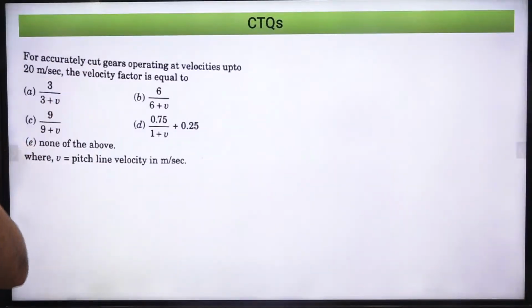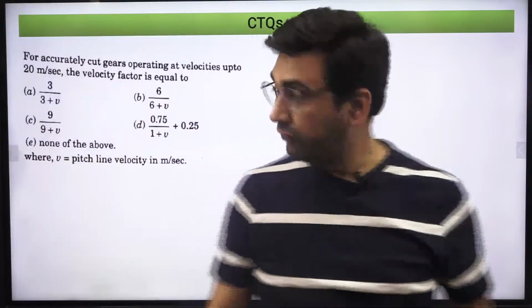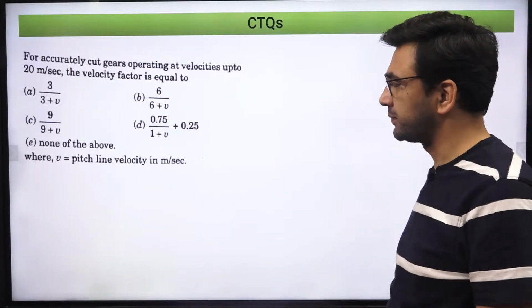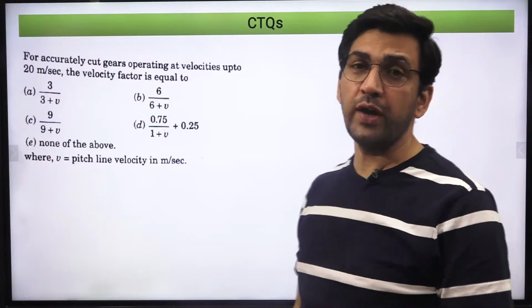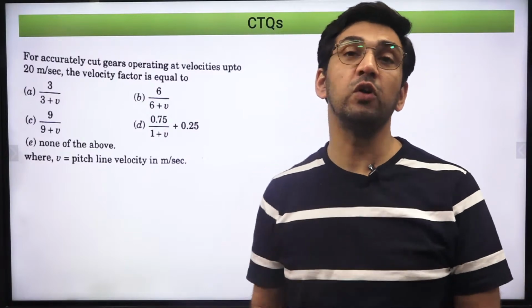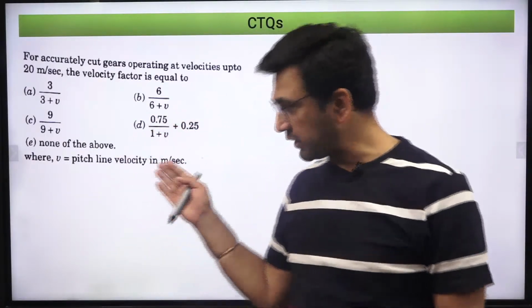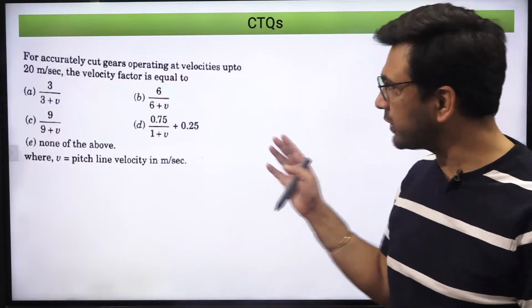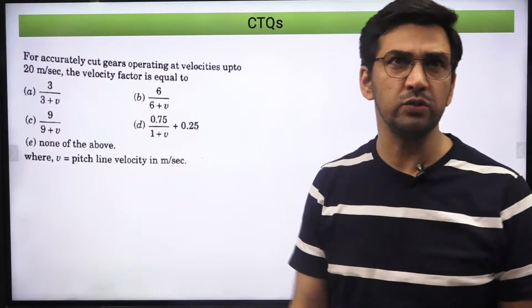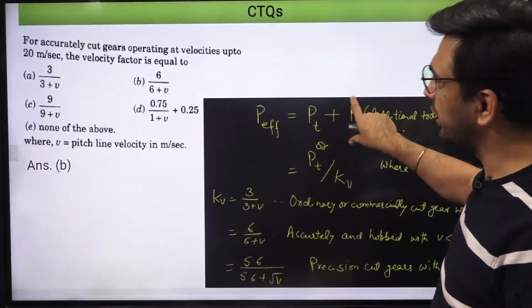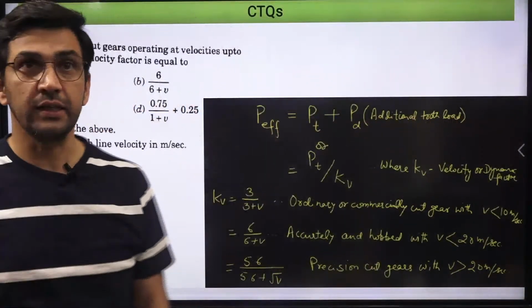Okay, so go to this particular question. For accurately cut gears operating at velocities up to 20 meters per second, the velocity factor is equal to what? Now, first of all, you need to have the idea of where we make use of the velocity factor and why we make use of that velocity factor. I think based upon that, I have framed some questions as we go further. So first, you need to have the idea of velocity factor, and these are factual values which you obviously need to remember. So you are saying B. Okay. So this is the situation that you need to know. Anyway, you have answered it correctly, I think, Shubham.